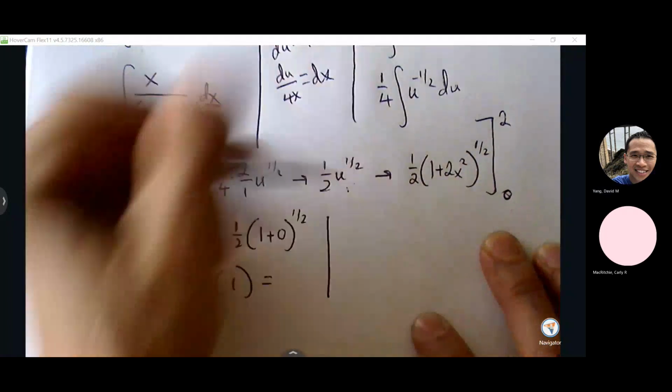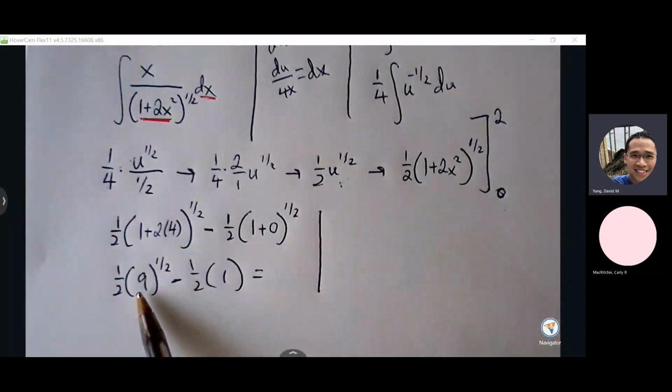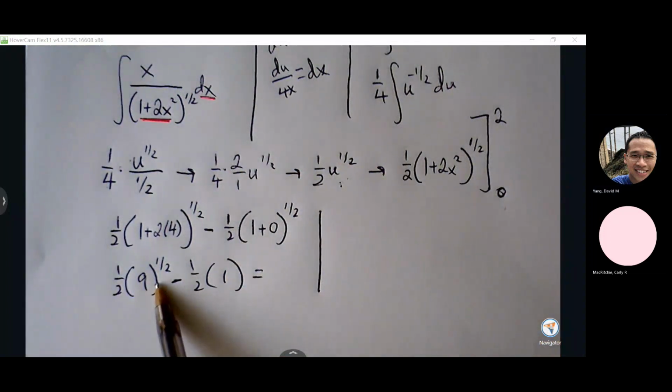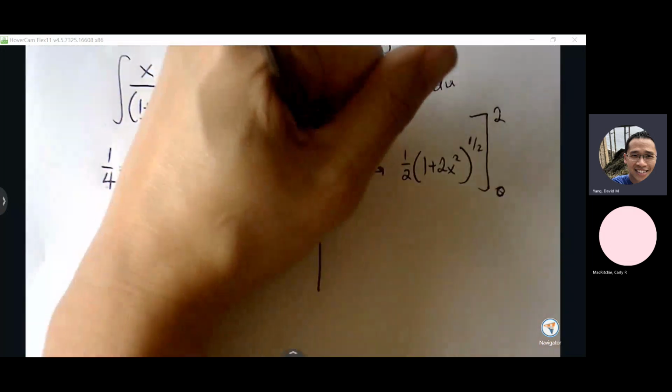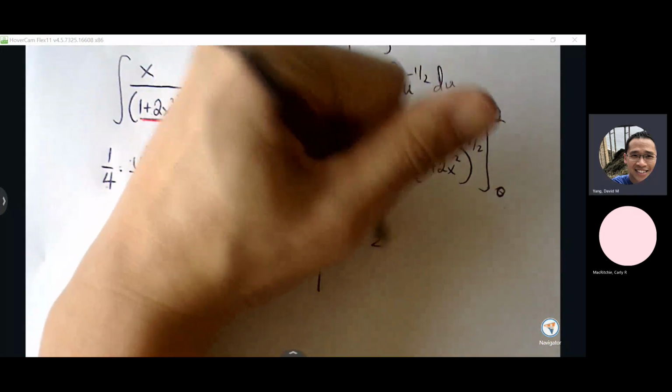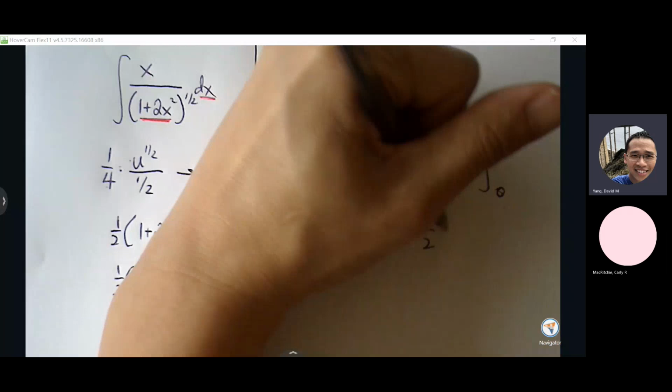So what's 9 to the 1/2? Right, square root of 9 is 3, so 3/2 minus 1/2 is equal to 2/2, which is equal to 1.